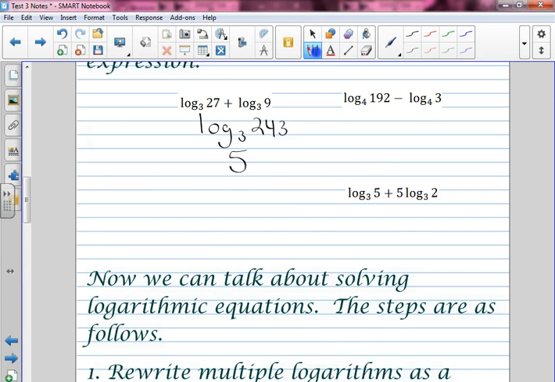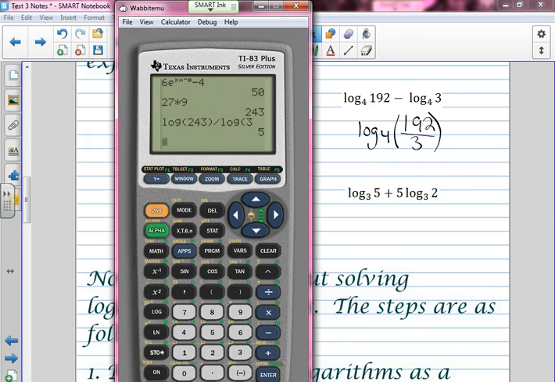So now I'm on to the log base 4 of 192 minus log base 4 of 3. I know that subtraction means divide. So log base 4 of 192 divided by 3. And I can do this right in my calculator just like that. So I would do the change of base rule, and I would say the log of 192 divided by 3, divided by the log of 4. And the answer is 3.